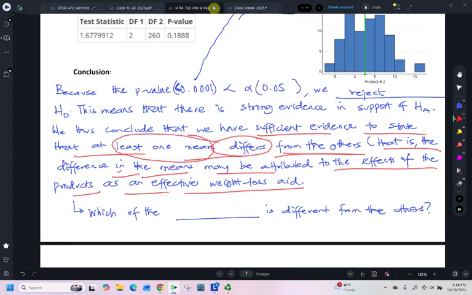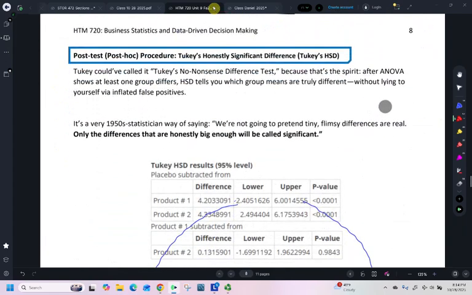Now, we said that at least one of the means differs from the others. That leaves us with a question. Which of the means is different from the others? Is it the first one different from the other two, or the second one different from the other two? Which is it? So there is an open-ended question here. And to answer that question, we conduct what is known as a post hoc procedure using Tukey's honestly significant difference, shorthanded as Tukey's HSD.